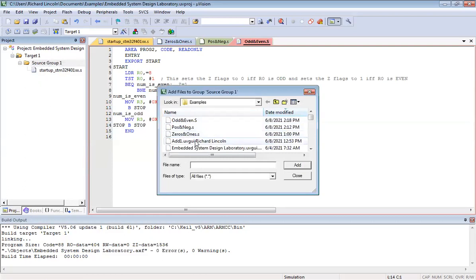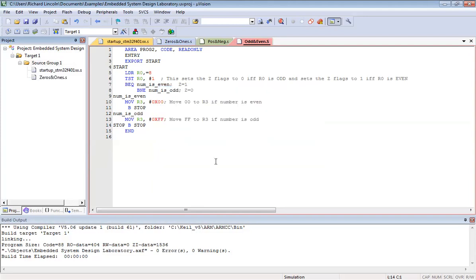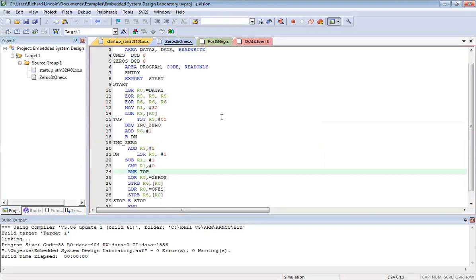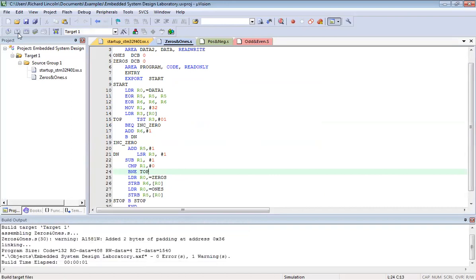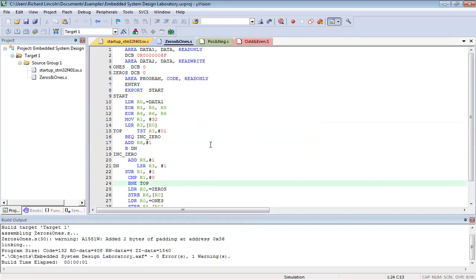Now we will look at zeros and ones here. Let's just check for errors. Yeah, no errors. Fine. So we are doing an initial declaration here, and I'm giving the value 8f.